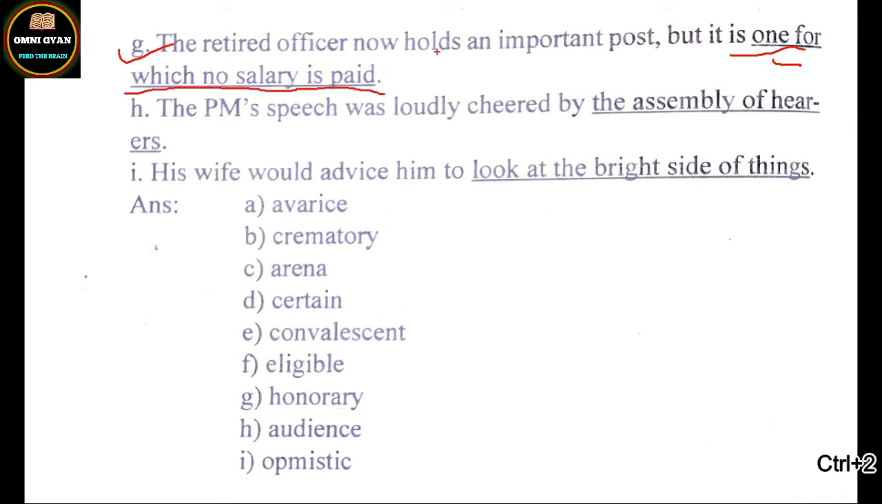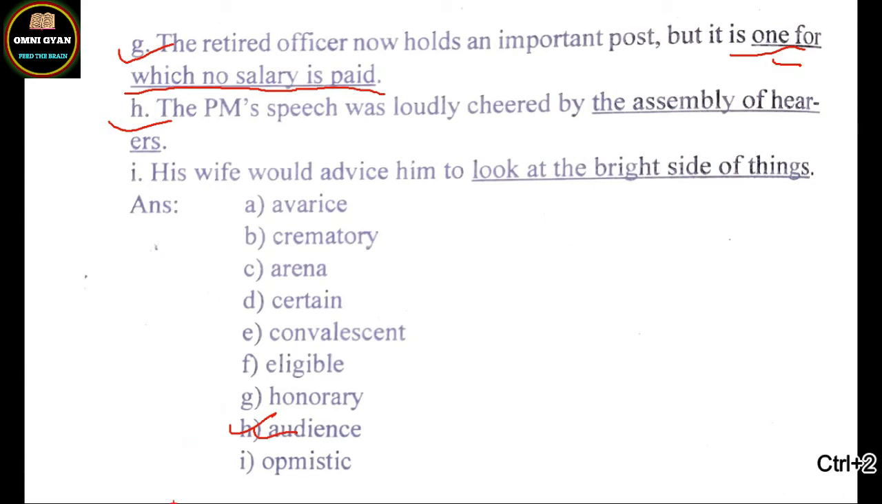So the retired officer now holds an important post, but it is honorary. No changes are made. It is honorary. So quite easy. Number H is very easy. The assembly of hearers, audience. Number H, audience. And number 9 is, we have done this.